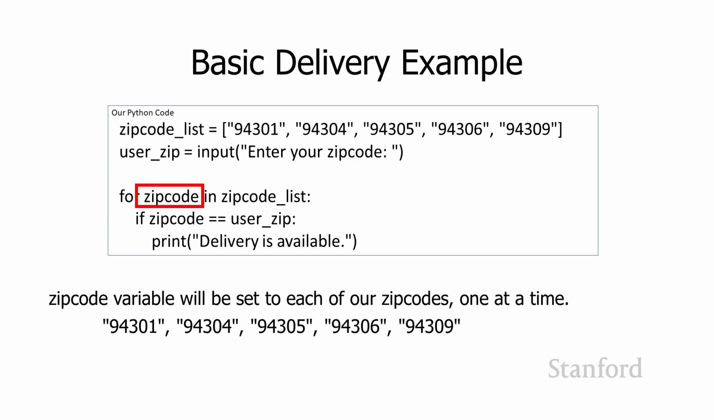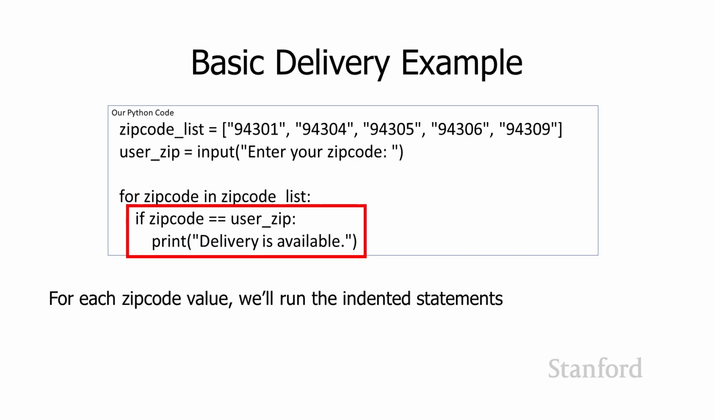So it will be 94301 to start off with, then it'll be 94304, 94305, and so on. And then the statements in the for loop, the ones that are indented over, those will get executed over and over and over again for each of the values in our zip code list.